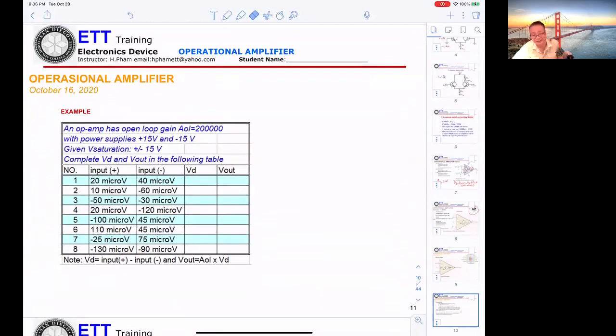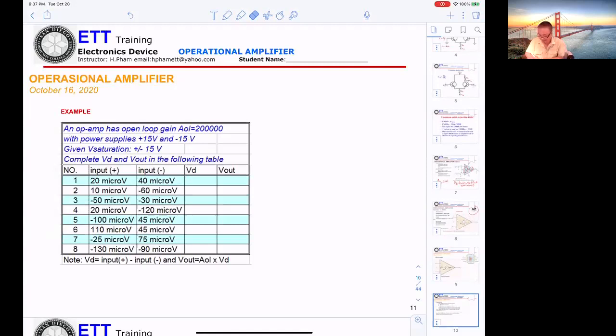Okay, now try to understand this. They said an op-amp has open loop gain 200,000 with a power supply of 15 and minus 15. Also, they give you the V saturation plus or minus 15 volt. If saturated, the output can be 15 or minus 15. So first, they want to calculate VD and Vout in the following problem.